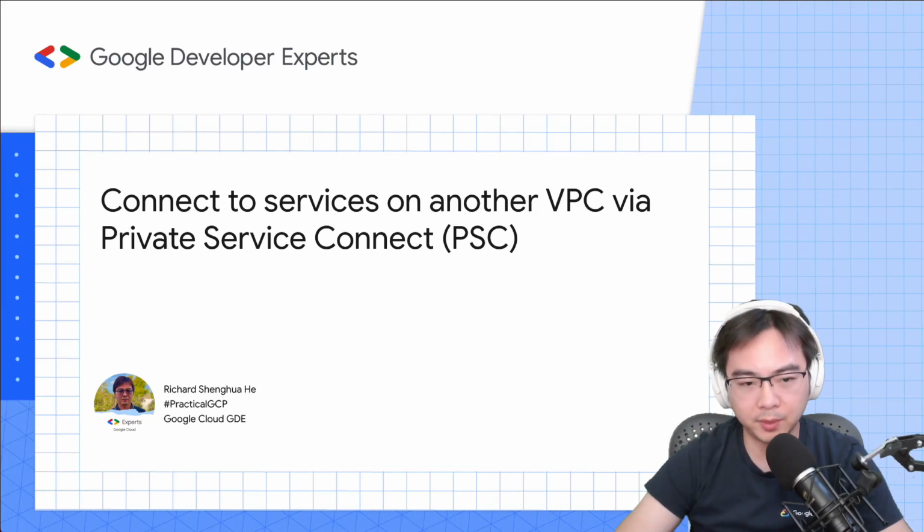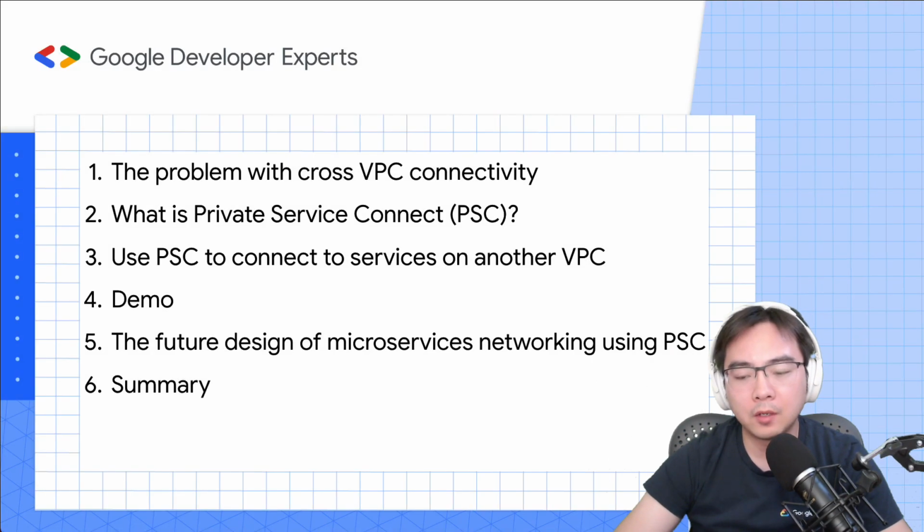Today I'll be talking about a topic on connecting to services that run on another VPC network via Private Service Connect, also called PSC. So I'll start with a problem statement on why cross VPC connectivity is a bit of a tricky problem. And what is Private Service Connect? And how do you use PSC to design a solution to connect to services that run on another VPC network? Of course, I'll show you a demo of what I've tried and what I've achieved with end-to-end solutions.